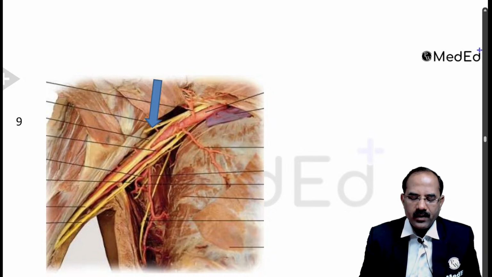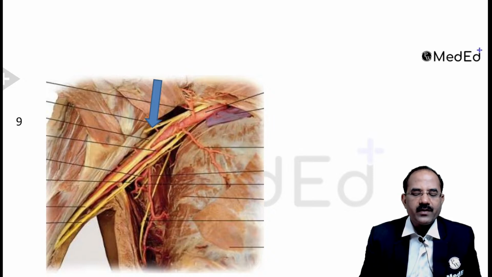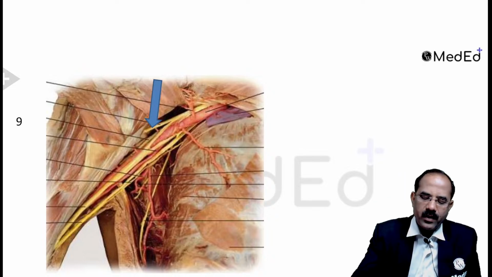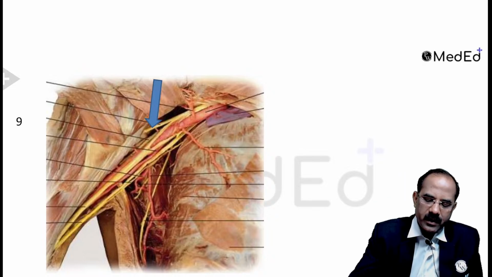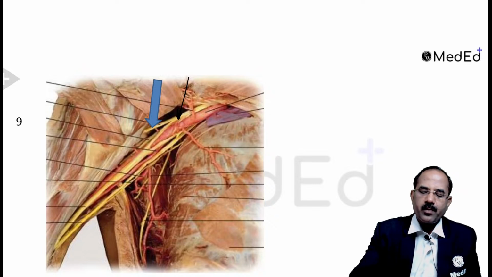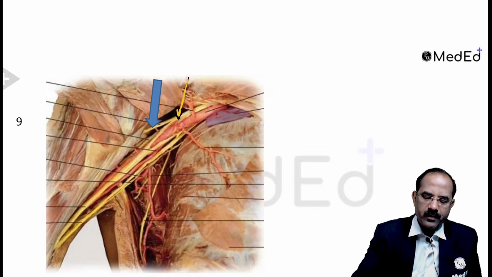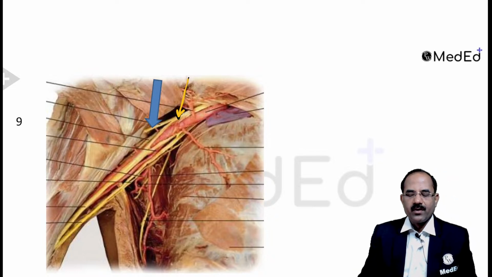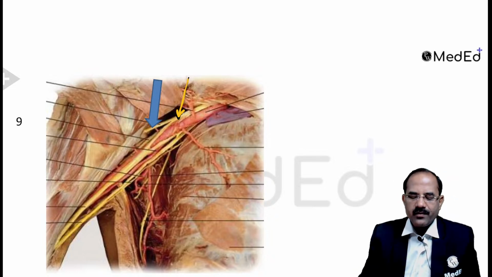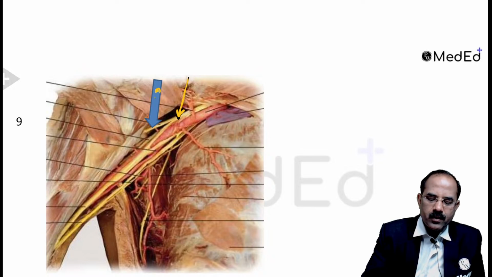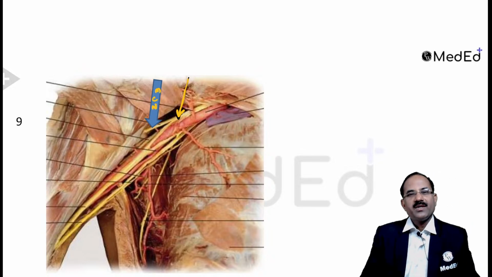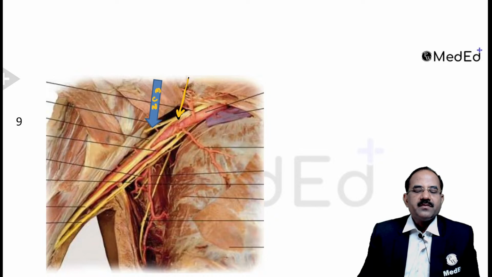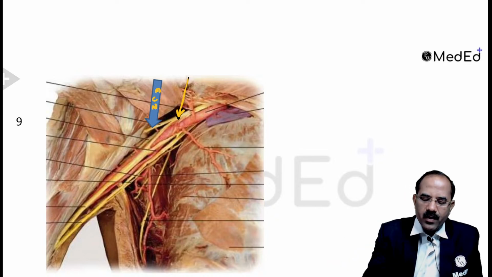Lateral cord, no, it is not the lateral cord. Yes, very good, it's not the lateral cord, it's a branch of the lateral cord. If I point here, your answer would have been lateral cord. If I would have pointed here, that would be the lateral cord. So now you are getting the branches of the lateral cord. This is the musculocutaneous nerve, very good.